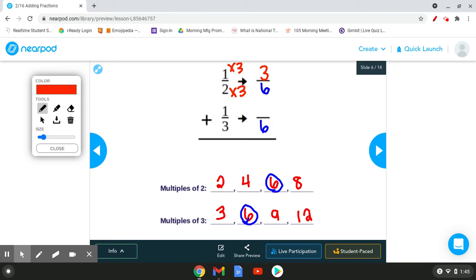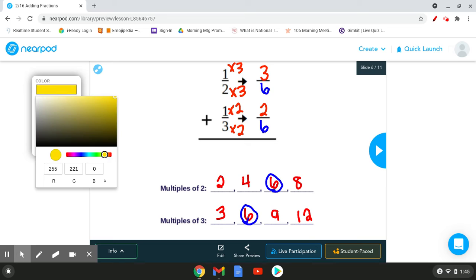Now I'm going to do the same thing down below. I'm going to think to myself, well, 3 times what gave me 6? 3 times 2. Whatever I do to the bottom, I do to the top. 1 times 2 is 2. Now that I have the same size pieces, this is my new problem right here. So I can go ahead and add that.